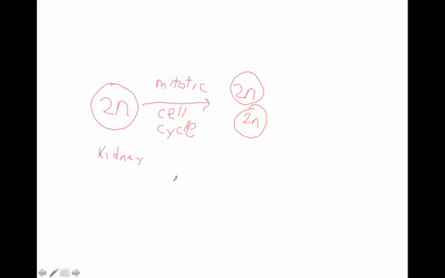When this fails, and we'll talk about this in a later chapter, we end up with various kinds of diseases, including cancer, but not exclusively cancer. All right, let's go ahead and move to the next slide and start breaking down mitosis in all of its glory.